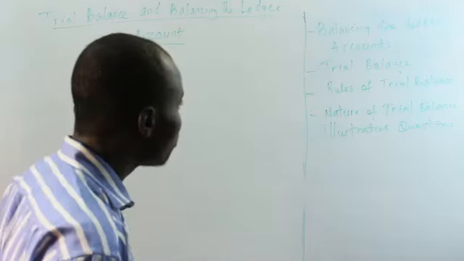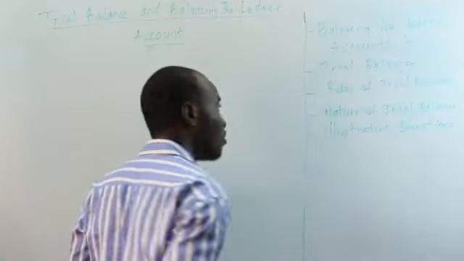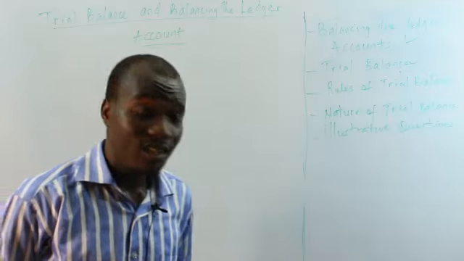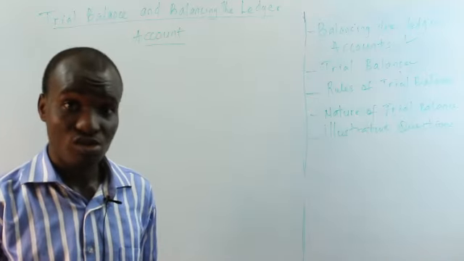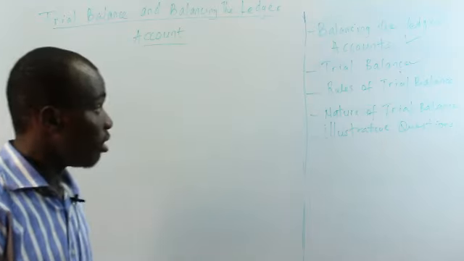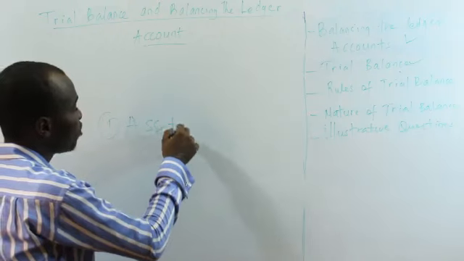So we can then move to the rules of the trial balance. Generally, making an entry into the trial balance has to follow some rules. Number one is that all assets in the book must be debited.